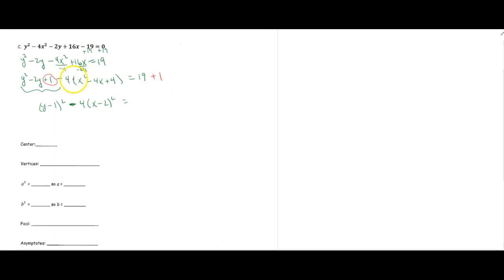Now, this is the tough part. What did I really do to this side? To this side, I really subtracted 16. So I'm actually going to come over here and subtract 16. I know that's confusing, but remember, what you do to one side, you do to the other side. So 19 plus 1 is 20, minus 16 is 4. So now I'm going to divide everything by 4 to make this equal 1. So I get y minus 1 all squared over 4 minus, these 4's cancel out, x minus 2 all squared over 1 equals 1.